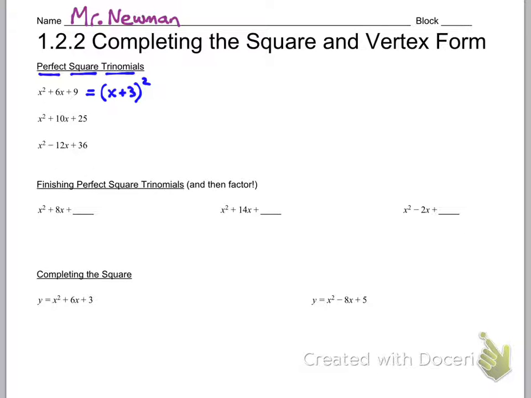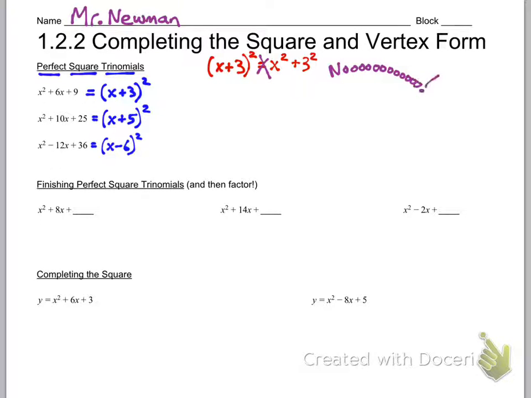The first one is (x + 3) squared. The next one is (x + 5) squared, and the third one is (x - 6) squared. Now, a lot of people make mistakes here because they say, hey, what if I square x plus 3? Isn't that x squared plus 3 squared? And no, it is not. Let me show you why.